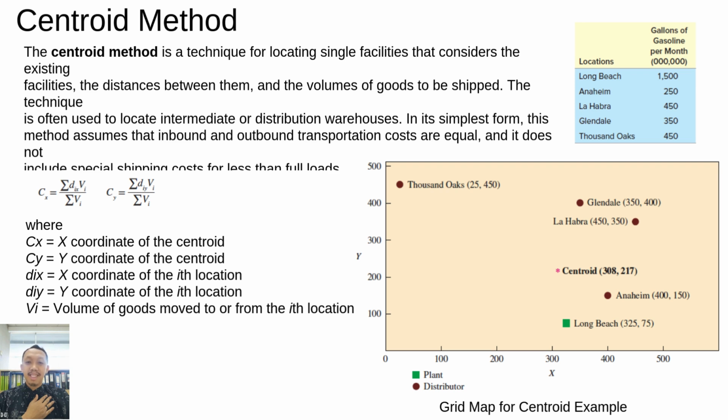We use formulas like below, where Cx equals x coordinate of the centroid, Cy equals y coordinate of the centroid, Dix equals x coordinate of the ith location, Diy equals y coordinate of the ith location, Vi equals volume of goods moved to or from the ith location.